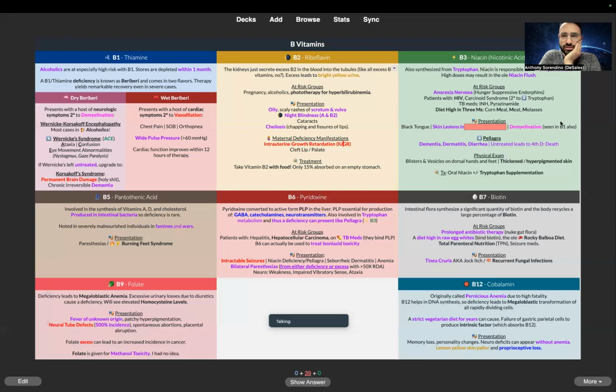Black tongue, skin lesions in photo or sun exposed areas. Cheilosis, chapping and fissures of lips. B2 is also going to be known as riboflavin. B7, recurrent fungal infection. So we'll keep that with Rocky, right? I like this idea of attaching a character or a person to these boxes. I think I'm going to start experimenting with that.